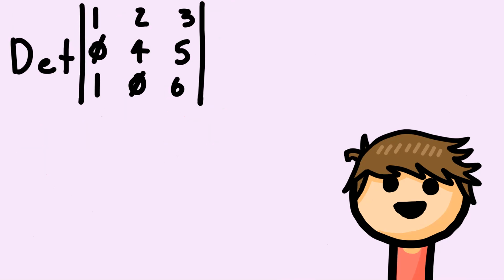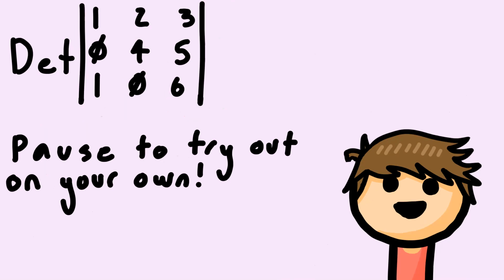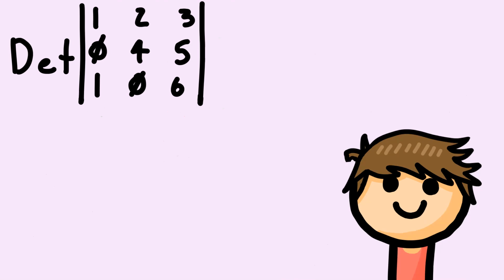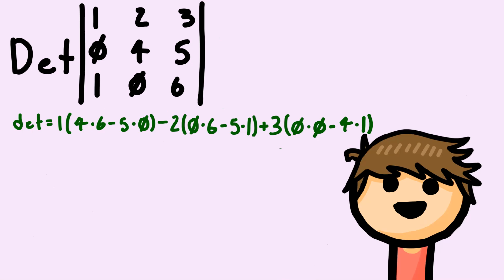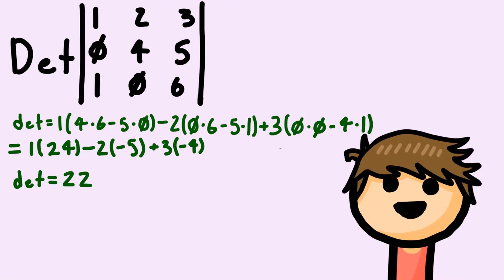Let's do a quick example. Pause the video if you'd like to do it on your own. Now to start, we expand along the first row, and then we simplify each part, and we will end up with a total determinant of 22, meaning that this matrix is non-singular.